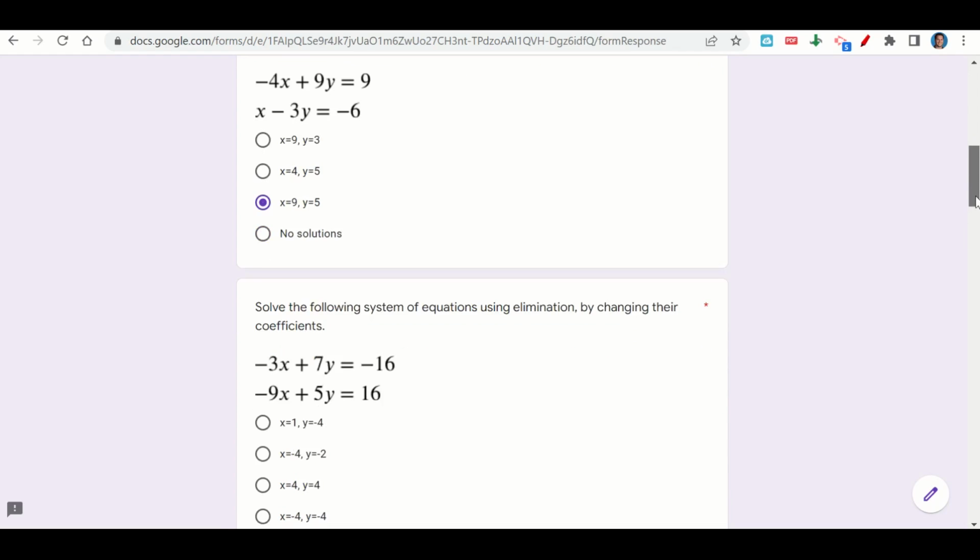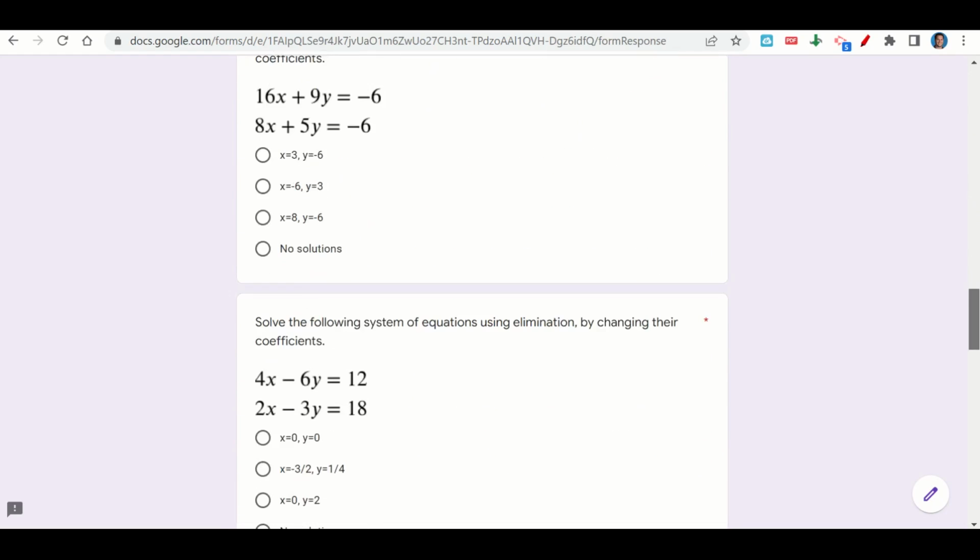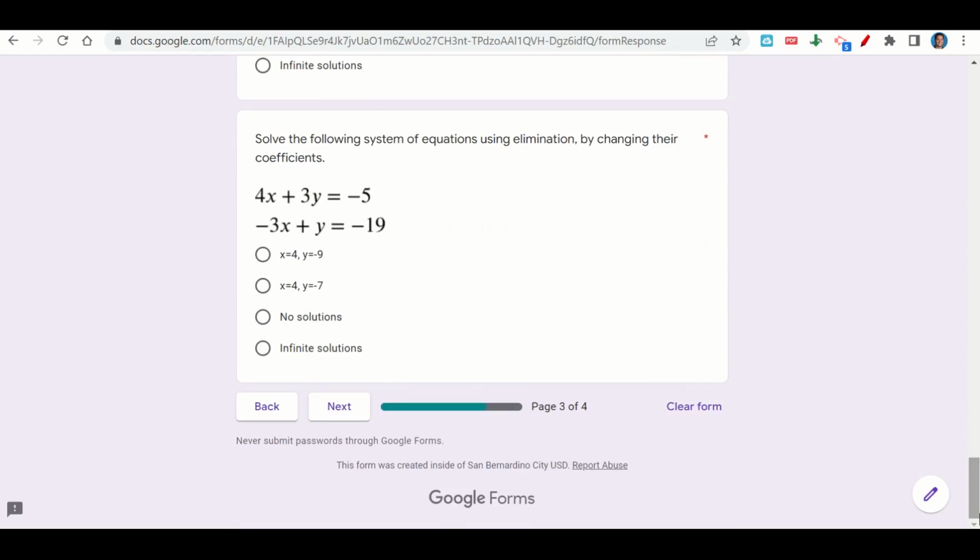So we'll do that for each of these. We'll solve each of them, and then at the end, once we get to the bottom of the page and we've answered all the questions, we'll click Next. This will take you to your Before You Go. Go ahead and fill out your Before You Go, and then submit your work on Google Classroom.